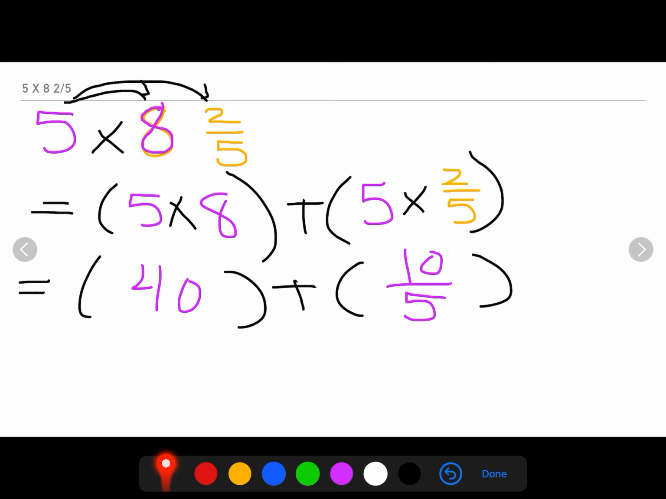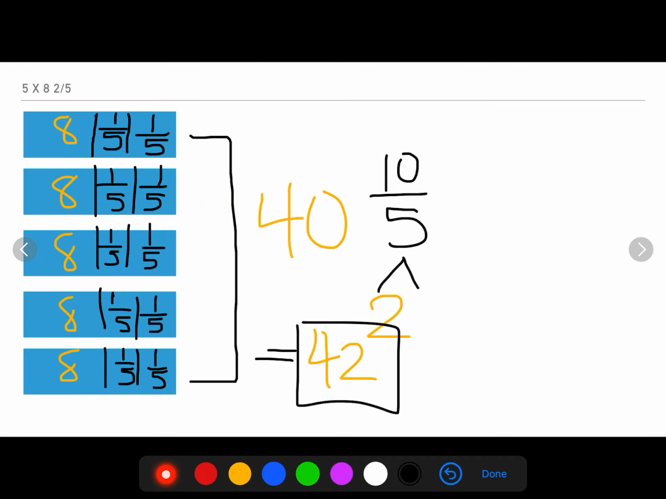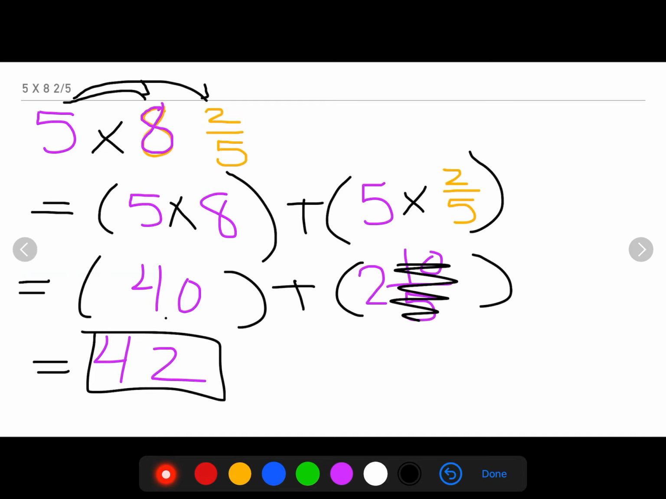Before I do that, you guys, can I rename 10/5 as something a little bit nicer to look at? That's right, 10/5 equals 2 wholes, because 2 times 5 equals 10. Now I can add 40 plus 2. 42. In both of our problems, we got the same answer.